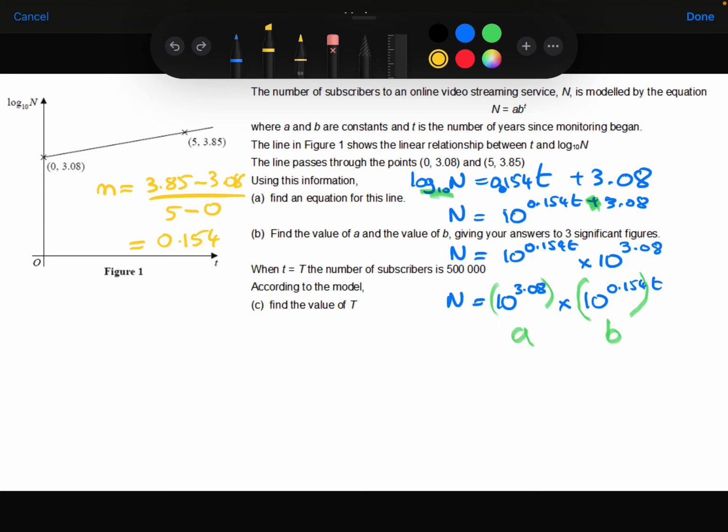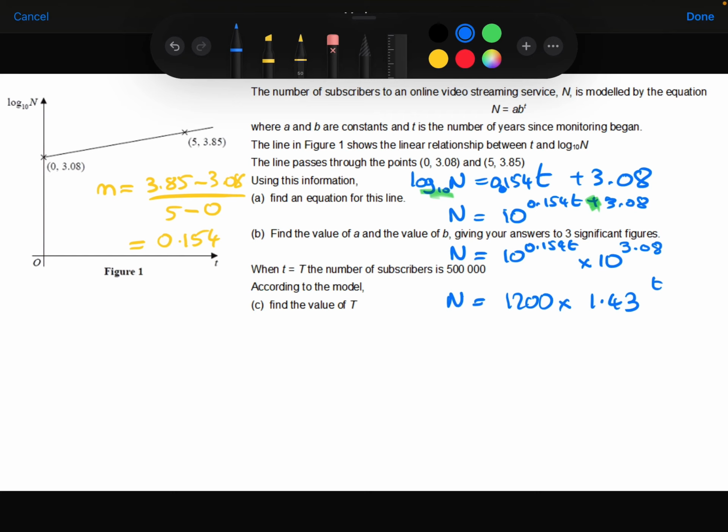So the a is the 10 to the power of 3.08, which is, to three significant figures, 1,200. And the b is the 10 to the power 0.154, which again, to three significant figures, is 1.43. So that's my answer to part B.